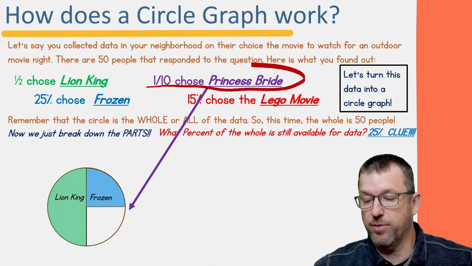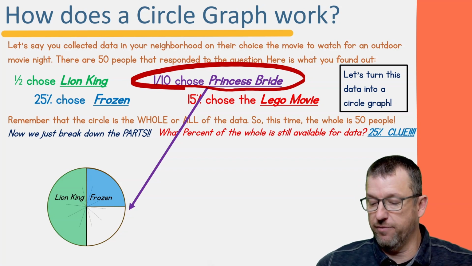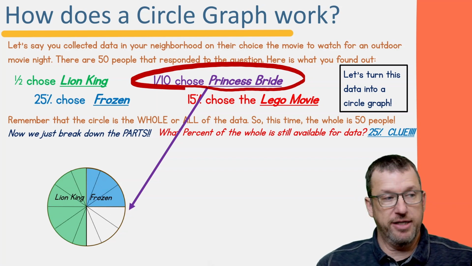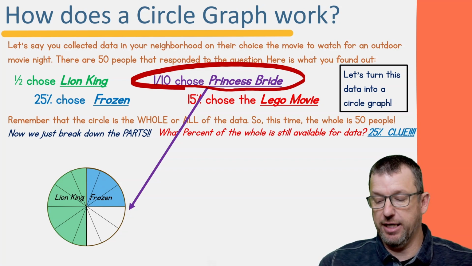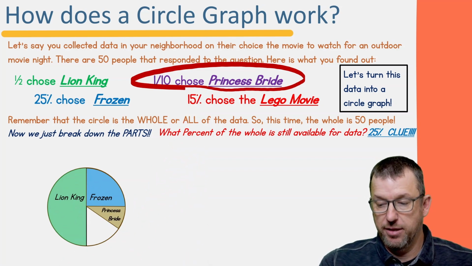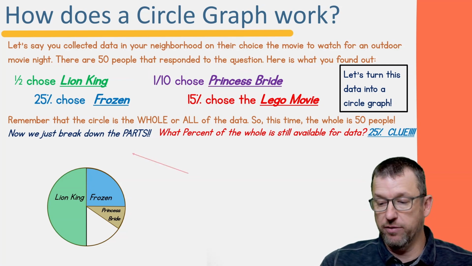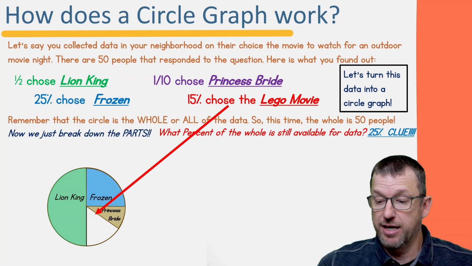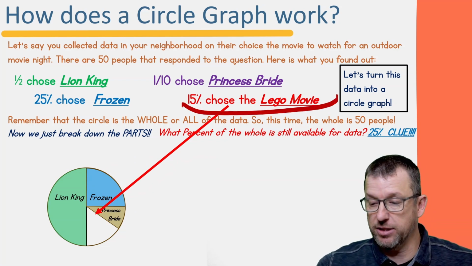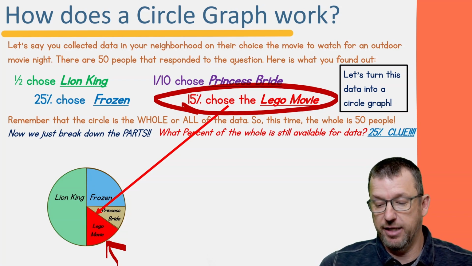So now we can take Princess Bride and we can say, we're going to deal with 1/10 of what's left over, okay? So we turn it into tenths, do those lines again. You shade in one of them because one of them is Princess Bride. You label it, and then here's where it gets neat. Now we have 15%. It's the only thing left. It's all we have left. We don't need to go doing anything different other than just say, if I've already filled in everything else and this is what's left over and this is my piece that's left over, you just fill it in and label it.